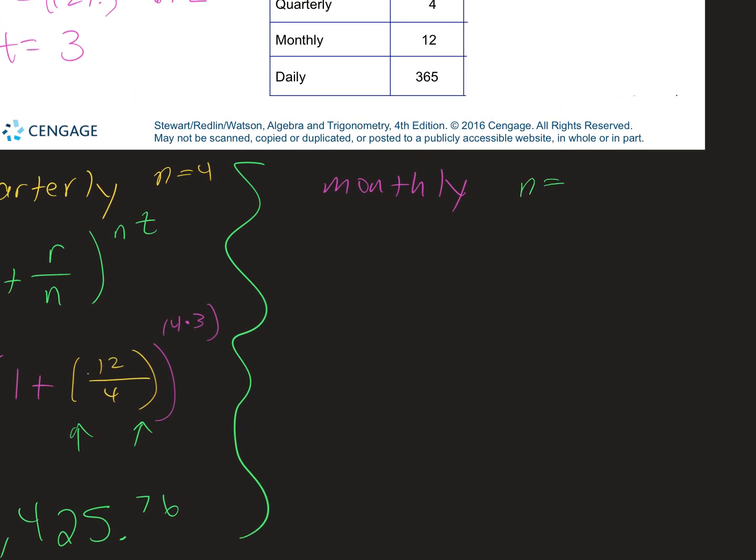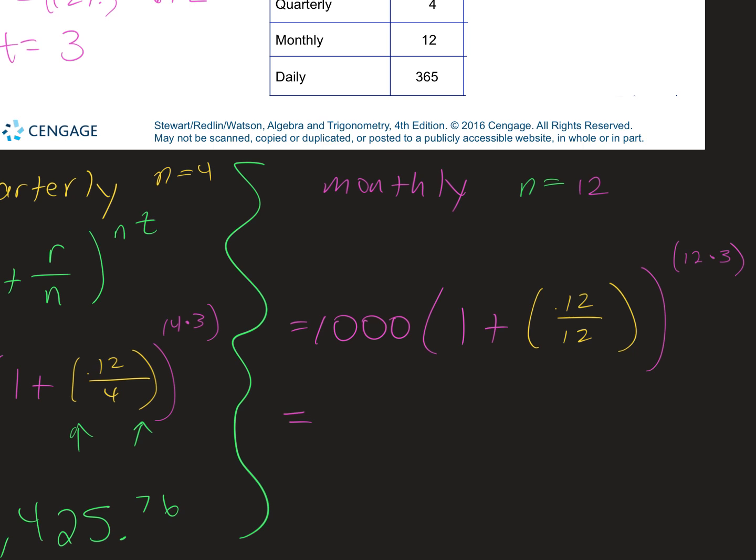What does monthly mean? What number is monthly? 12, okay? So same thing. I start off with $1,000. I have 1 plus. This is going to be 0.12 divided by 12. And I'm going to raise it to the what? 12 times 3. All right, so if you have a regular scientific, you can just go left to right. If not, work inside out. Do it with me.